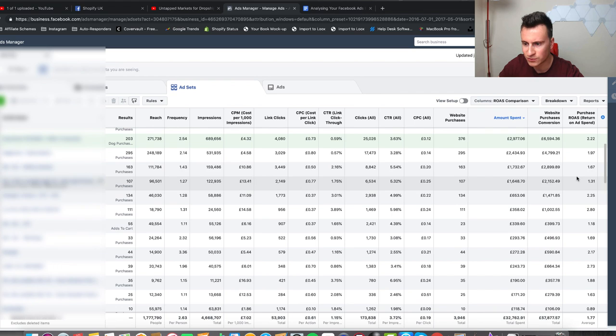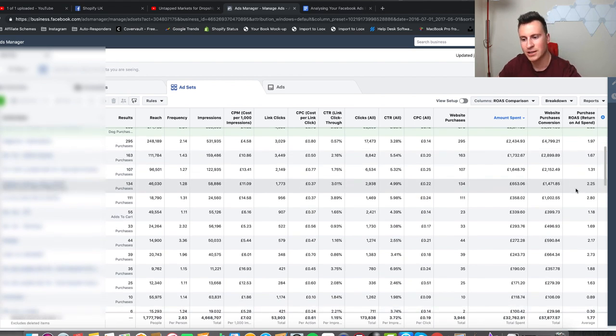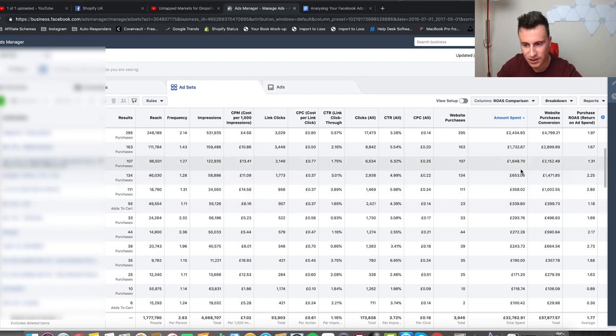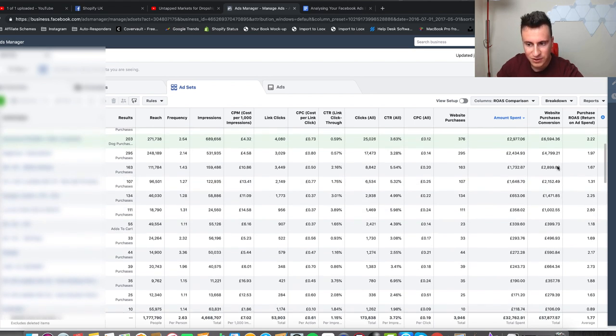So going further down, we've got a couple of really low ones here, but then it jumps straight back up to be fairly consistent. But then again, it drops down again. So this is where the inconsistencies are starting to come in. And this is at £1,600 and above, it's fairly consistent.